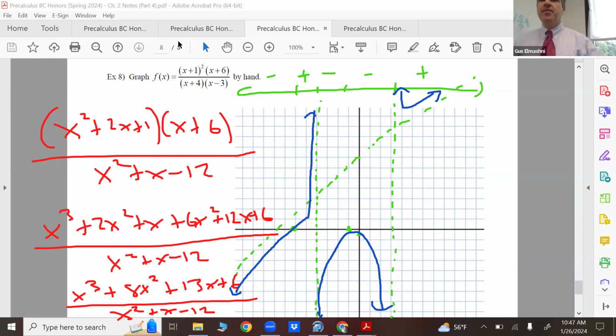How would we know if it crosses that slant asymptote? Great question. Here's what I do. I'm going to set this equation equal to x plus 7, and you solve it. If it's kind of crazy, I'm not going to do that. That's what you do.